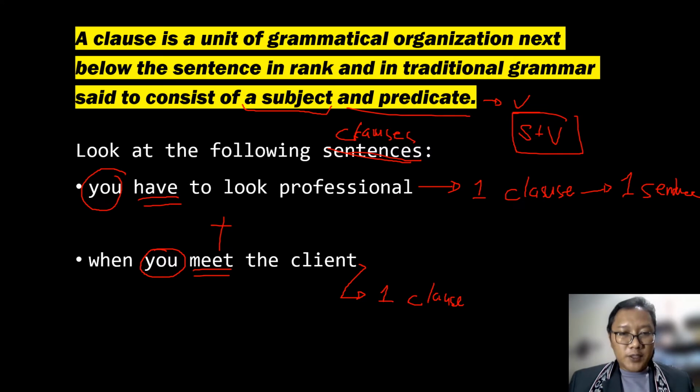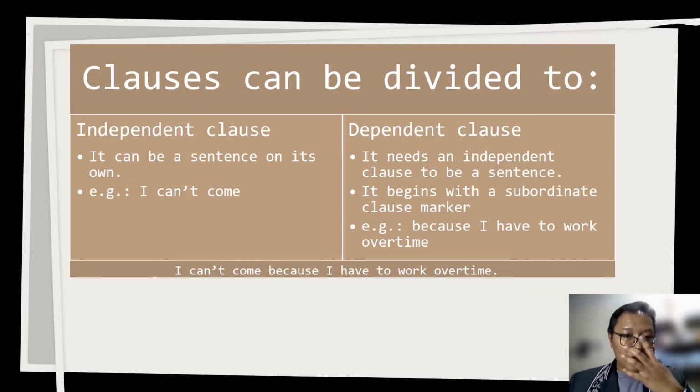So what's the difference between the first one and the second one? What do we call the first clause here, the one that can be a sentence? And what do we call the second one that we cannot call a sentence? Let's take a look. So we have independent clause. Independent clause can be a sentence on its own. So the first one back then was an independent clause. For example, this one, I can't come. That's it. It can be a sentence. We call it independent clause.